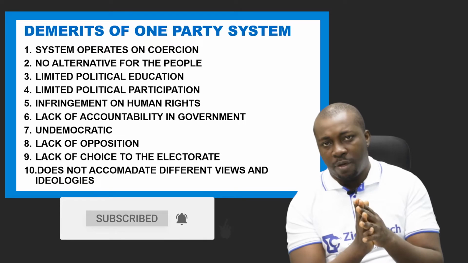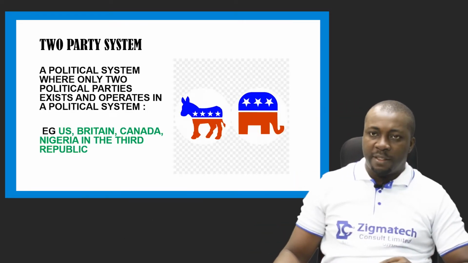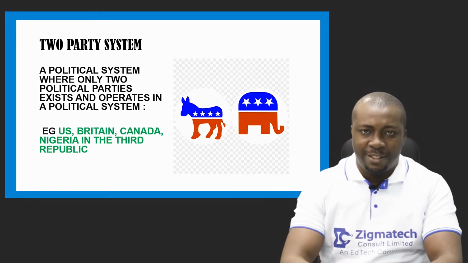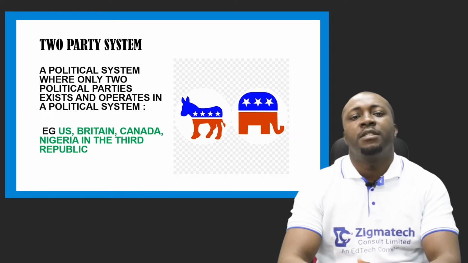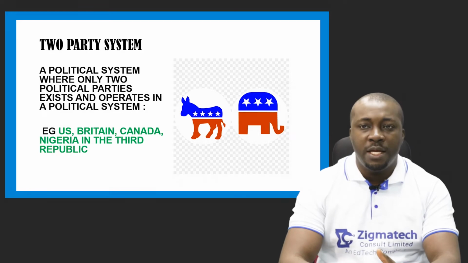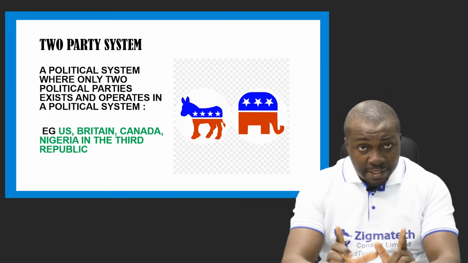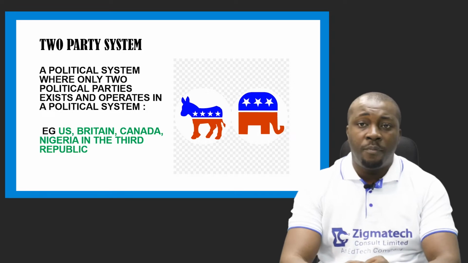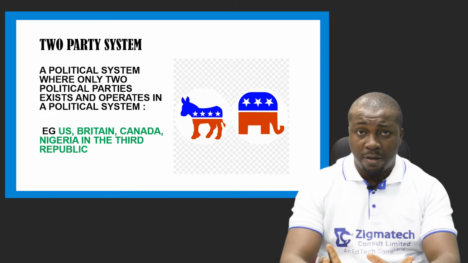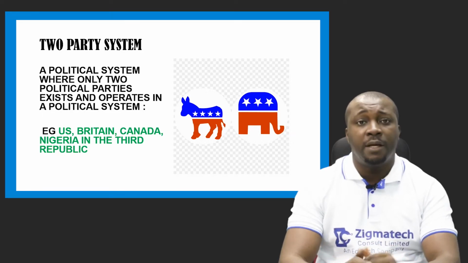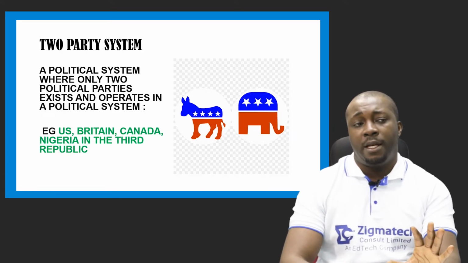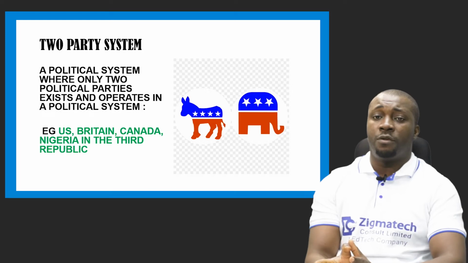Now, having discussed one-party system, let's look at another party system that we call two-party system. Now, when we say two-party system, what does it mean? It's a political system where only two political parties exist and operate in a political system. Therefore, we can group these two-party systems into the de jure two-party and de facto two-party.